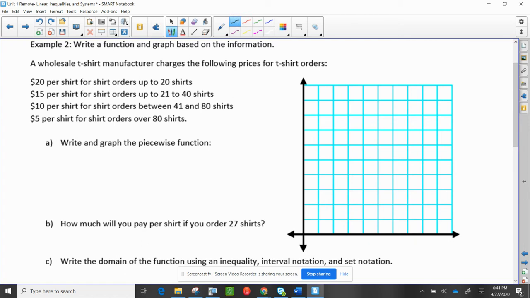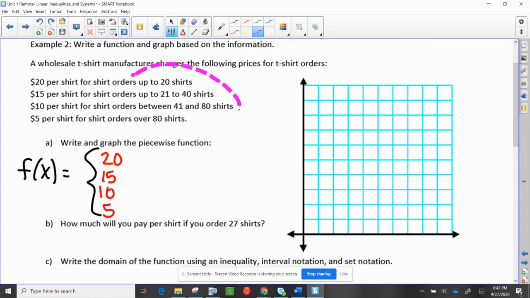So we're going to write our piecewise function. Call it whatever you want. F of x is just normally what I use. And so our values are going to come from what we're actually going to pay here. So we're either going to pay $20, $15, $10, or $5. And then we'll use these values here to give us our intervals, right?